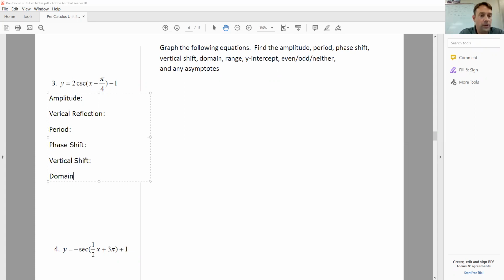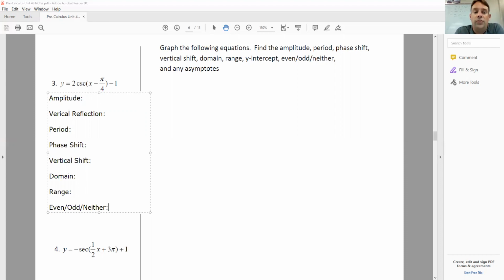Our domain. Our range. And we'll put even, odd, and neither. Remember that even occurs when we have a relative min or max on the y-axis. Odd occurs when there's a 180-degree symmetry around the point of origin, around that point of 0, 0.